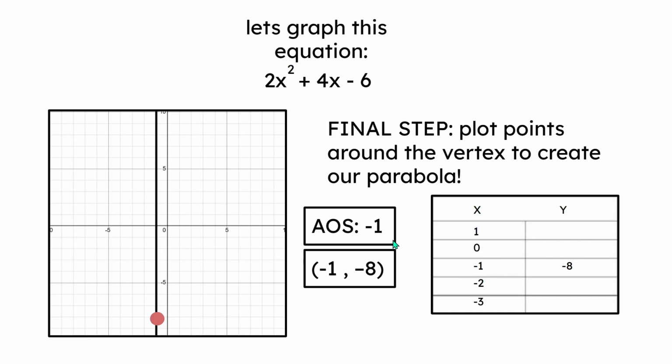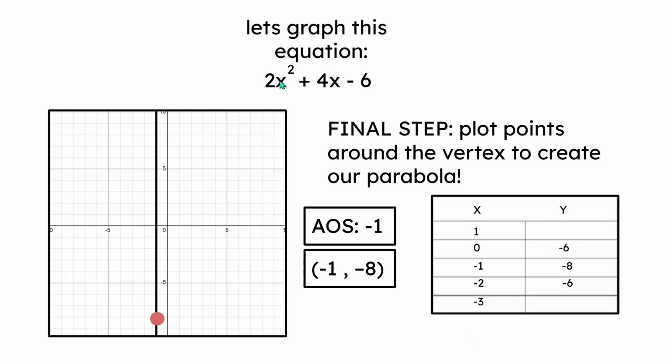Now that we know our AOS and our vertex, we can plot more points. You know how we just plugged our AOS back into the equation? Now let's plot some other numbers so we can build our parabola. So here we'll be plotting 1, 0, negative 2, and 3. Plugging in 0 gives us 2 times 0, which is 0, plus 4 times 0, which is 0, minus 6. So plugging in 0 will give us negative 6. But as you see here, I also plugged it in for negative 2. Why is that? Well, it's because our axis of symmetry is negative 1. So whatever happens on this side has to happen on this side because it's symmetric.